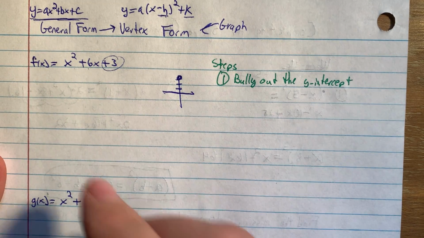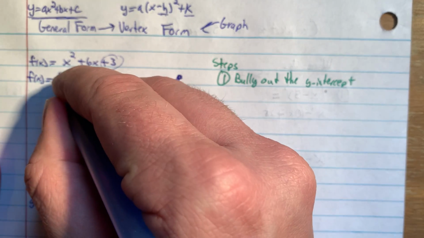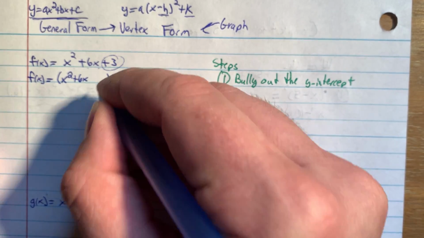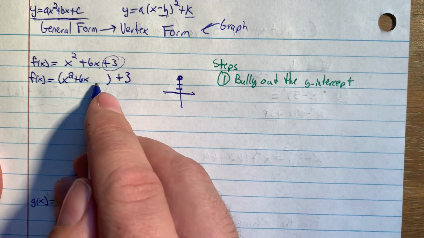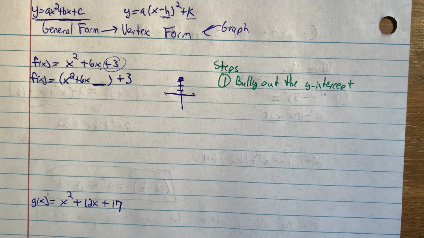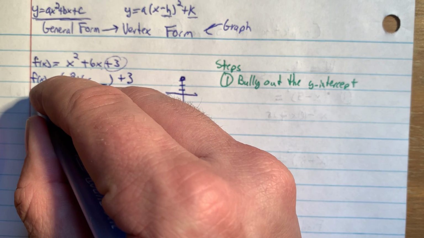And what this is going to look like is we're going to leave the other two terms in parentheses, and we're going to leave a space there, okay? And we're going to put the 3 outside of parentheses. What we're doing here is making room for that completing the square portion that we've done before. Okay, so now what we're going to do is rewrite this as a square binomial.